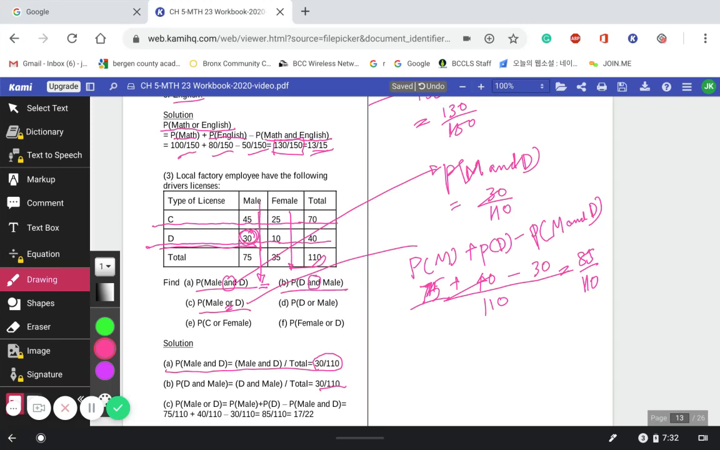And because you're using an OR, and because you have a common part, the people who have both male and a D license, that's why this becomes non-exclusive. Okay.